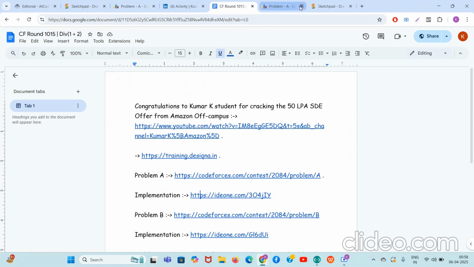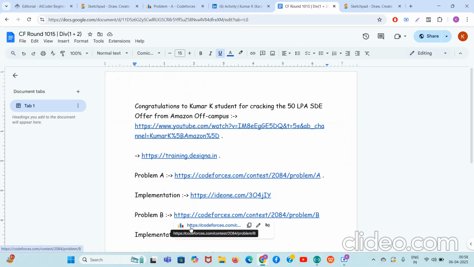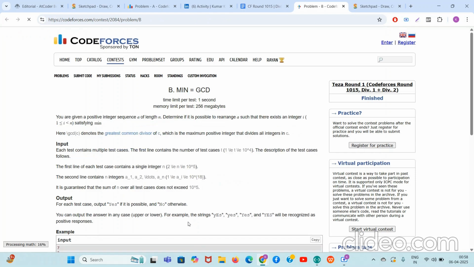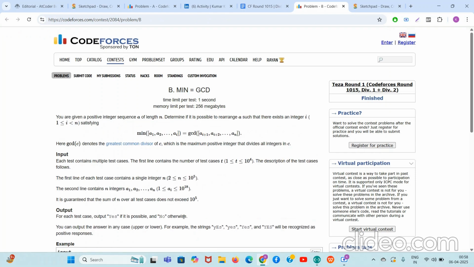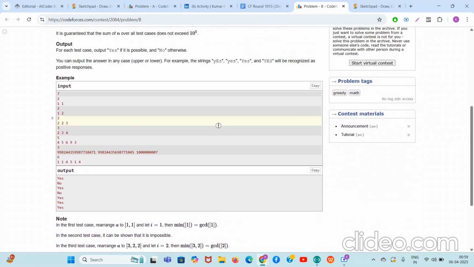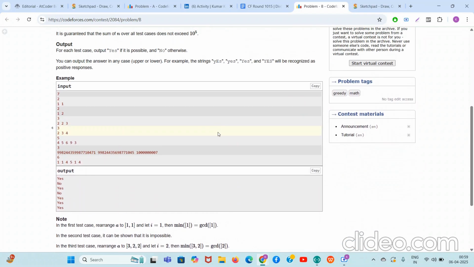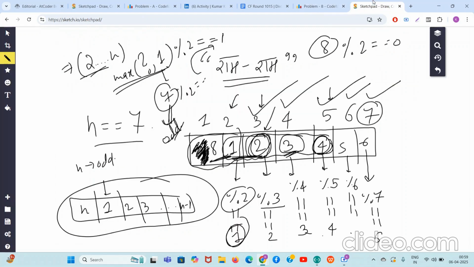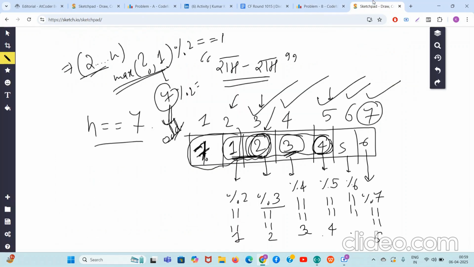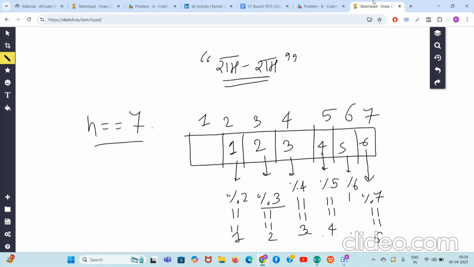Now let's go to problem B, guys. Problem B is also very interesting in itself, really, really interesting. They are saying that we are giving you an array. Tell me if it is possible to rearrange the array in such a manner that this condition can be satisfied. Now, this is such a deadly problem, but we were able to find its solution luckily.